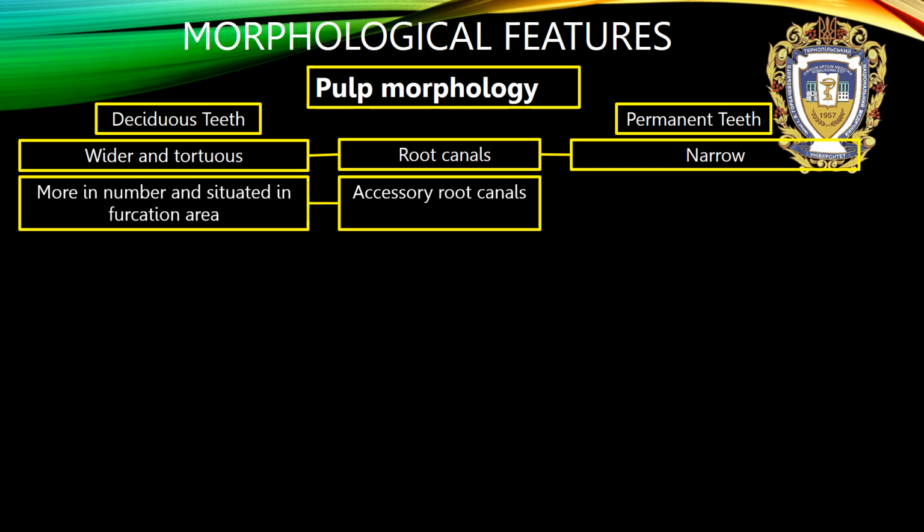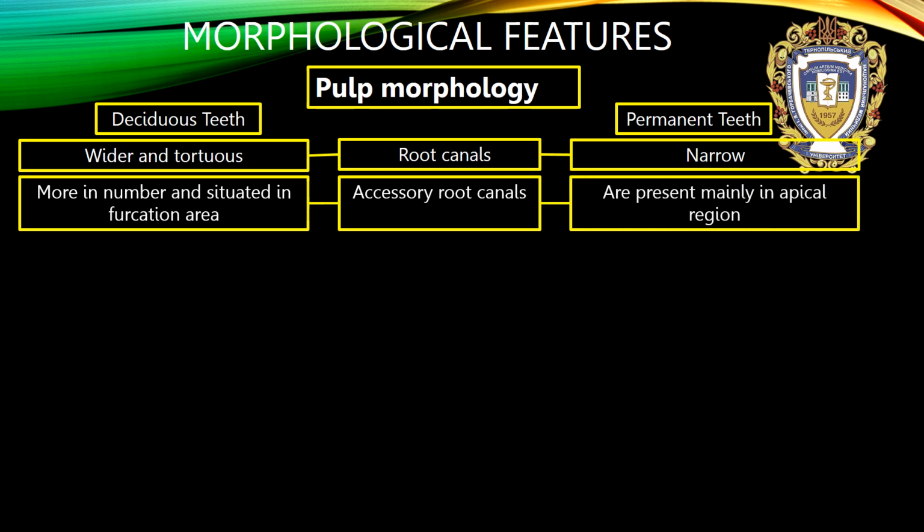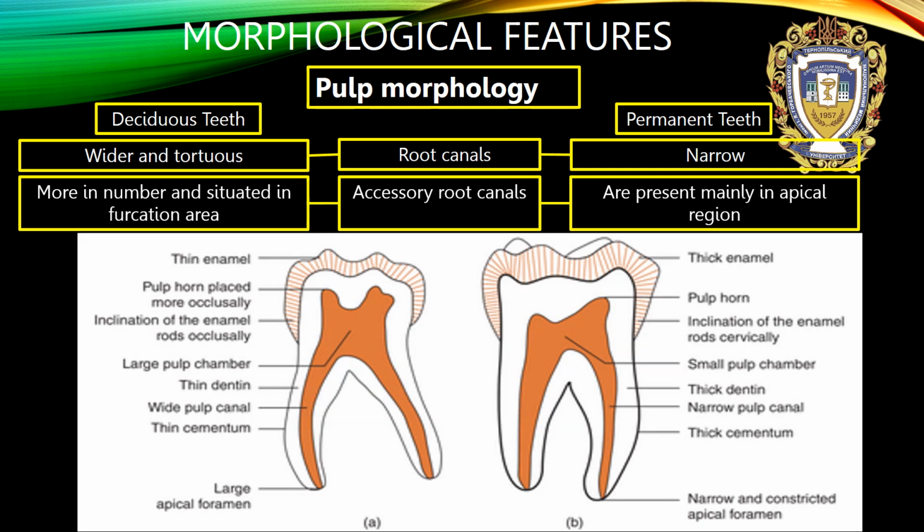What about accessory root canals? Let's repeat. In temporary teeth, accessory root canals are more in number and situated in the furcation area. Instead, in permanent teeth, accessory root canals are present mainly in the apical region.